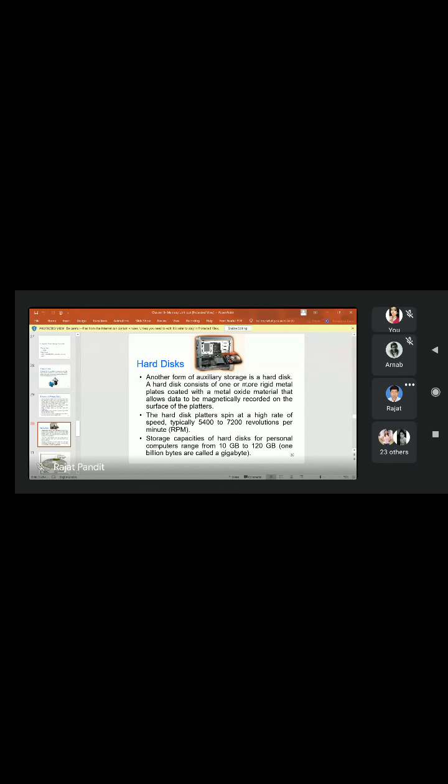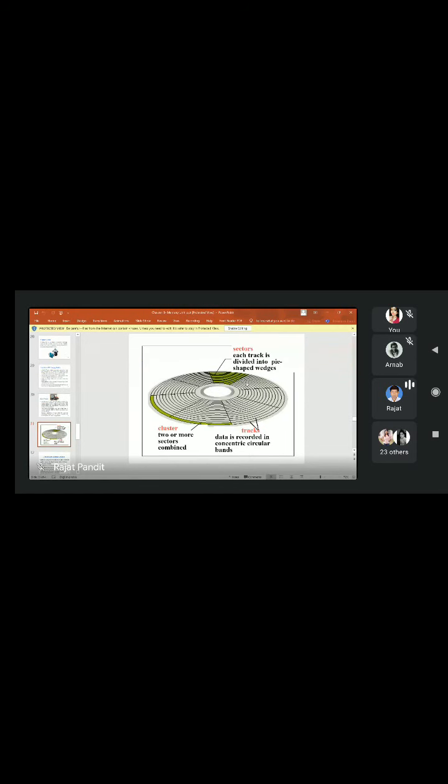Here you can see that the total area is divided into some sectors. Better to say it is basically a circular track. The circular track is divided into some parts, which is basically the sector, and then there is a cluster. So in every sector and every track the information is stored.